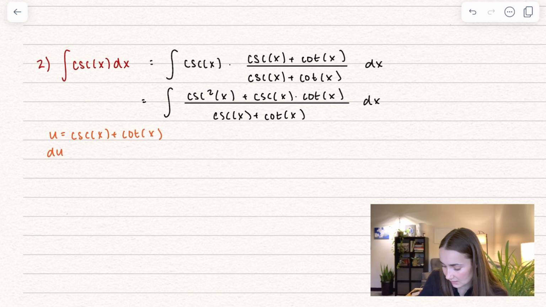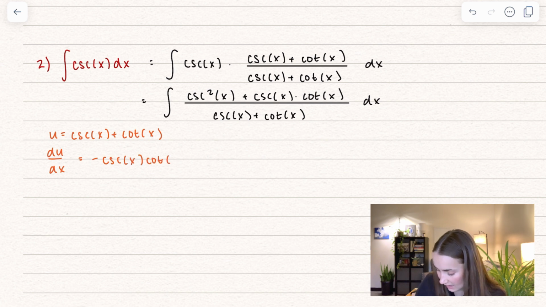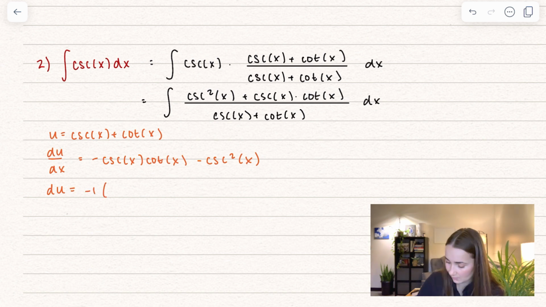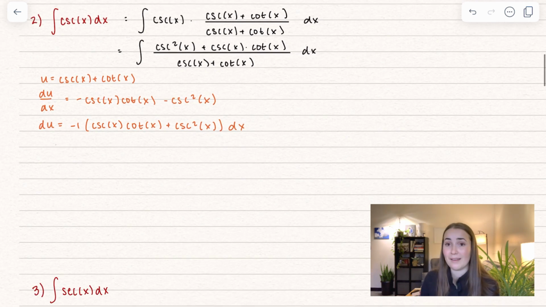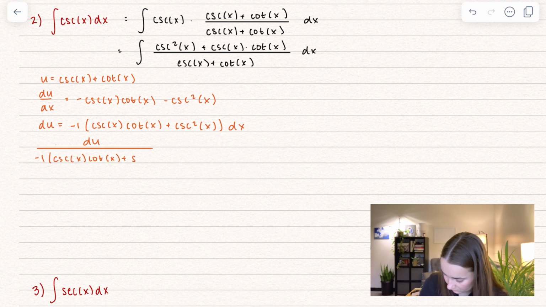So here we're going to take the derivative of both sides in terms of x. Remember, the derivative of cosecant is negative cosecant cotangent x, and the derivative of cotangent is negative cosecant squared of x. If we wanted to, we can multiply that dx over, and first I'm going to pull out a negative 1. Notice how this is what the numerator is. Like I said, it makes sense when you work it out, but I don't know who thought of that. So I'm going to solve for dx by dividing that over. And we want to now replace all these parts in our equation. So I'll put those in.